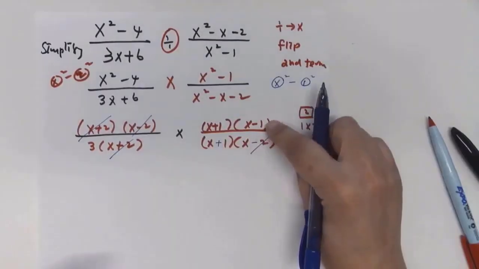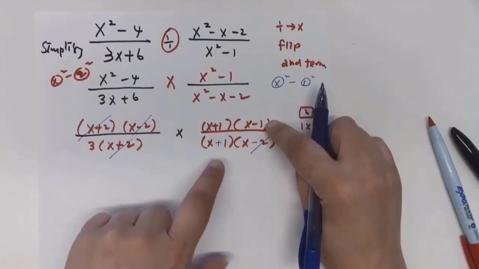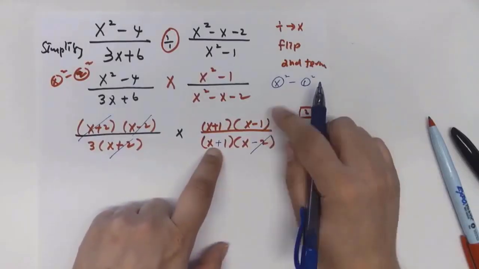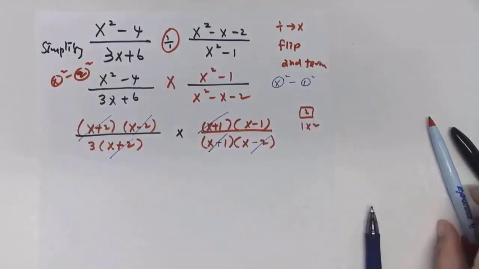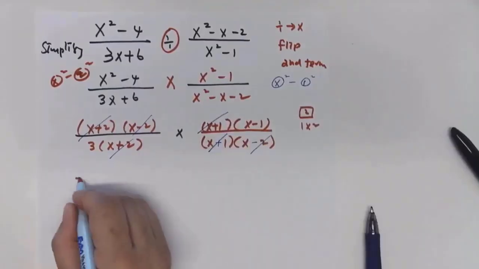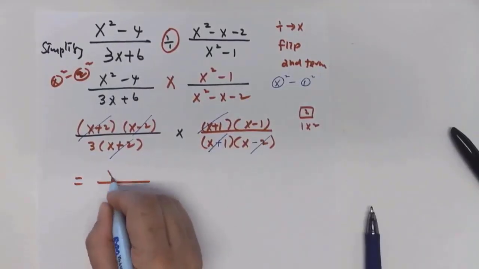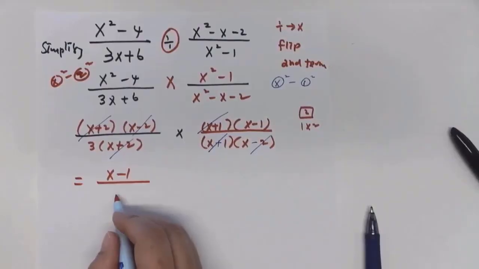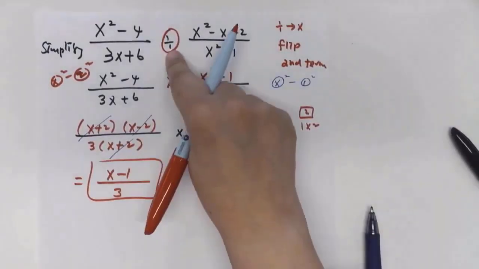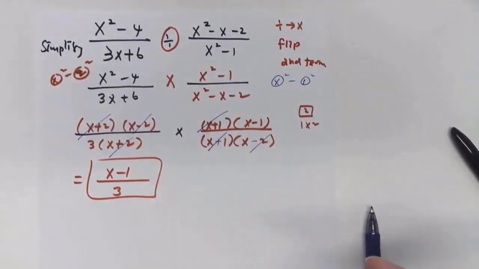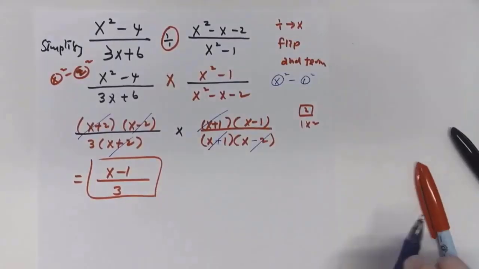X plus 1. Is that not a plus at the bottom? I mean, a minus at the bottom? Oh, okay, it's x plus 1, my fault. All right. So what's going to end up on top? X minus 1. At the bottom? 3. Alright. So division, change to multiplication, flip the second term, factor each part, cancel top and bottom.